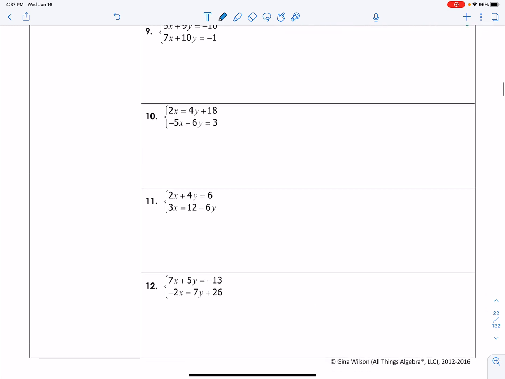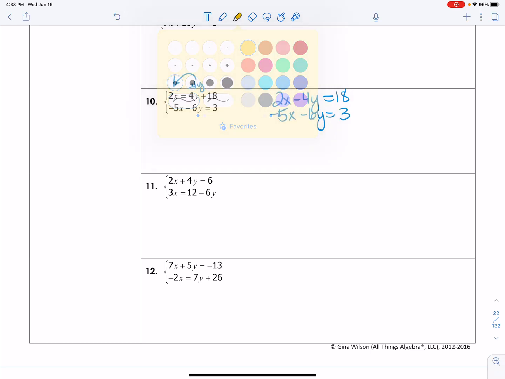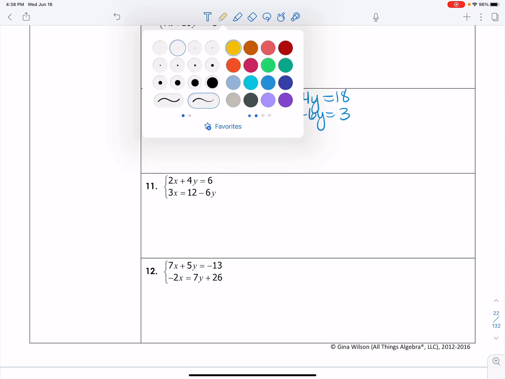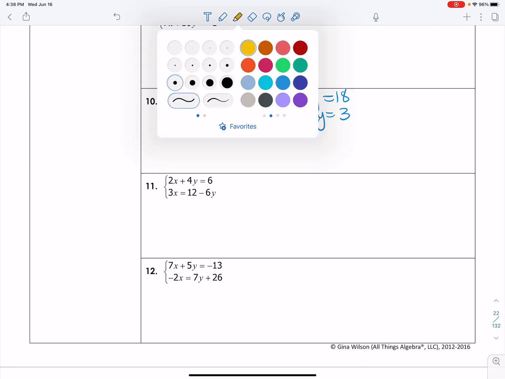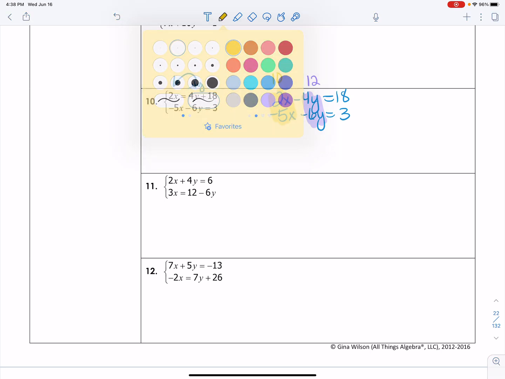Okay. All right, so let's take a look at number 10. First off, on number 10, they don't line up. So I would have to minus the 4y over here. So I'd have 2x minus 4y equals 18. And then a negative 5x minus 6y equals 3. So I could turn my x's both into 10s, or I could turn my y's both into 12s. They both go into 12, don't they? So it doesn't really matter to me. So I'm going to go ahead and do the x's because I can.